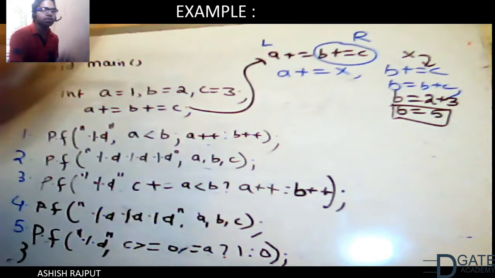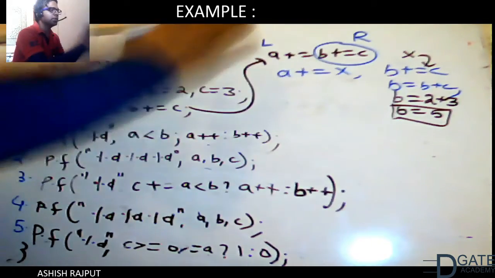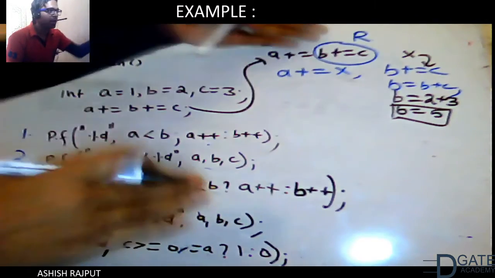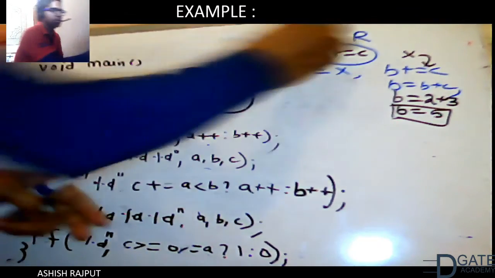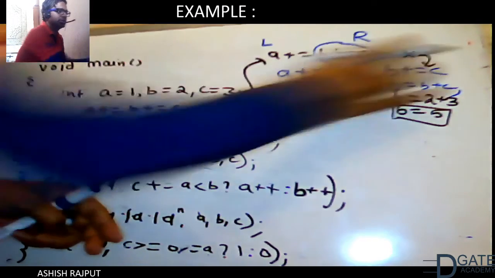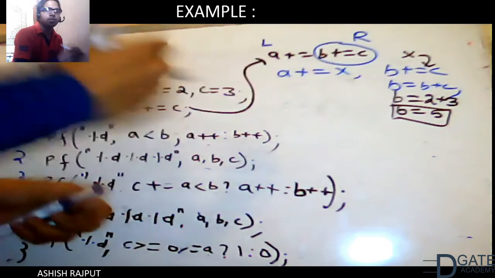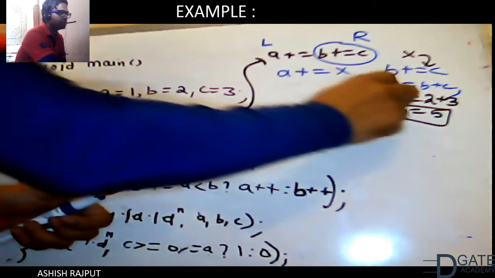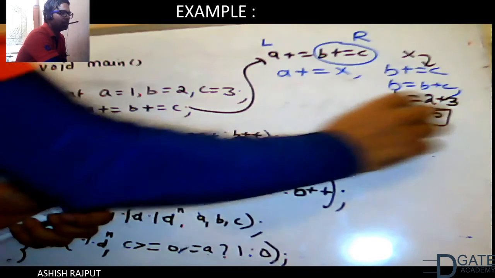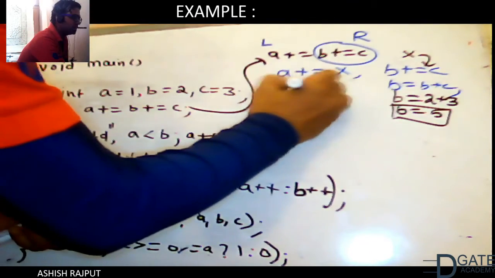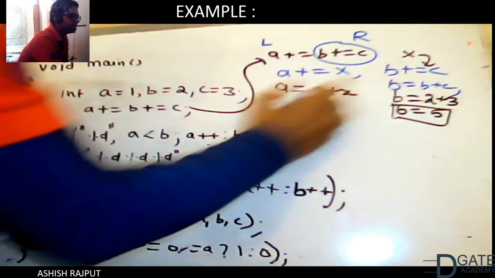I will repeat the statement. This is the expression. We know that plus equal to has right to left associativity. Go to the right, pick two operands. I will take this expression as x. And what is x? x is b plus equal to c. So b is equal to b plus c, b is equal to 2 plus 3, b is equal to 5. So here a is equal to a plus x.